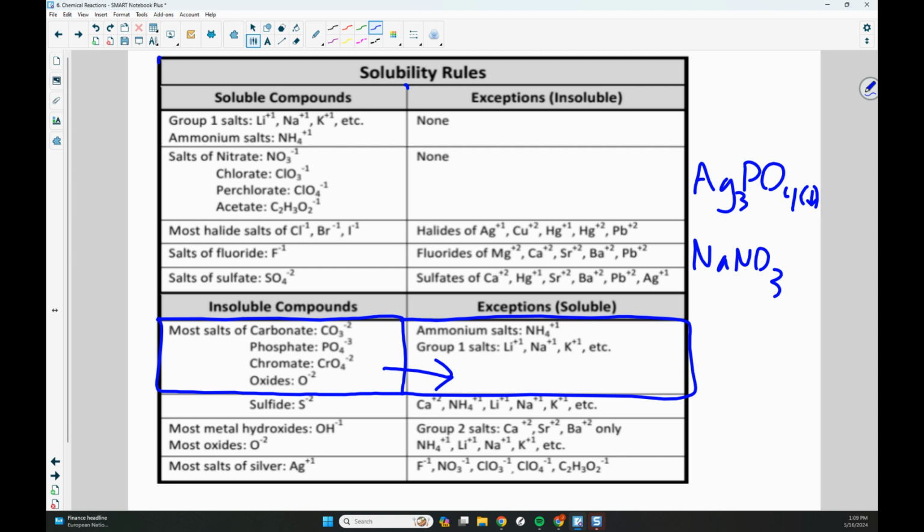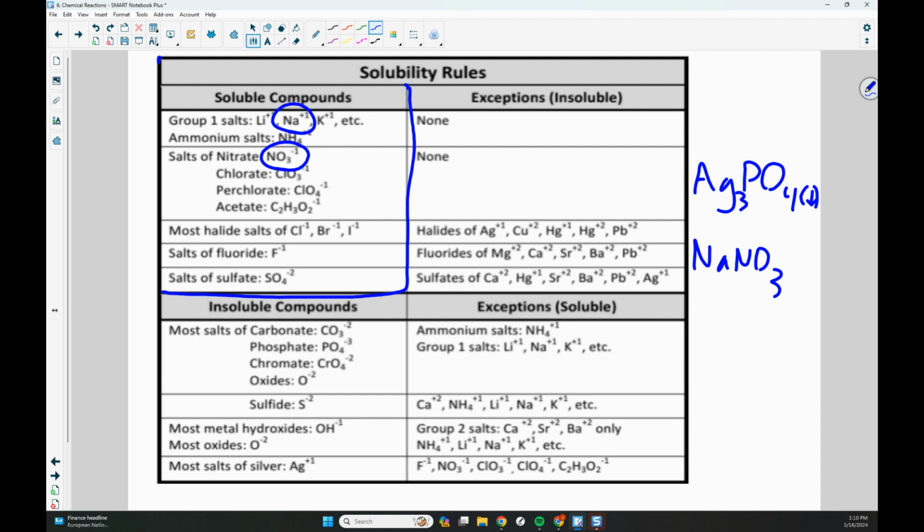Let's do the same thing with sodium nitrate now. In the case of sodium nitrate, we're actually going to find both ions in the table. We find sodium up here, and we find nitrate right below it. Both of those are in the soluble section, which means they're going to be aqueous, unless there's an exception, and you see that for both of these, there's no exceptions. So this is definitely going to be aqueous, dissolved in water.